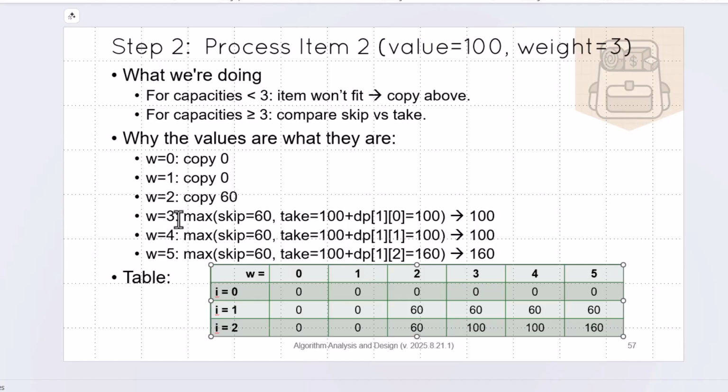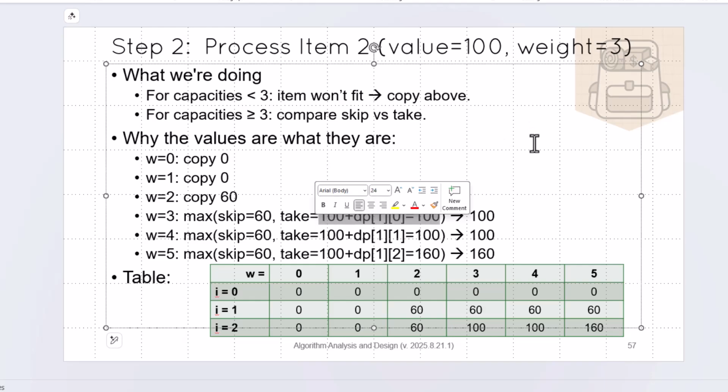With w equals 3, what happens here? So we take the max of skipping or taking the new item. In that case, we would keep the 60, okay? Otherwise, we take the item. So it's 100 plus the dp 1, 0 value, and that yields 100, okay?